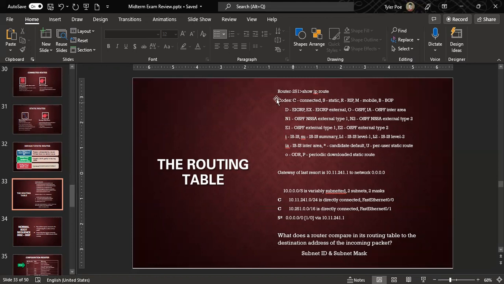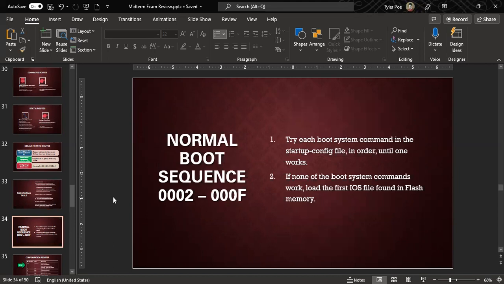So here's a view of the routing table. You can see it gives you a bunch of codes that refer to all the routes on the table. In this one, you have two connected routes, and then you have a default route. A little question here is, what does a router compare in its routing table to the destination address of an incoming packet? To figure out where it's going, it uses the subnet ID and subnet mask. It calculates the subnet ID and mask, compares it to its routing table, and then sends that frame out whatever route it's intended to go through, assuming the router is configured correctly.